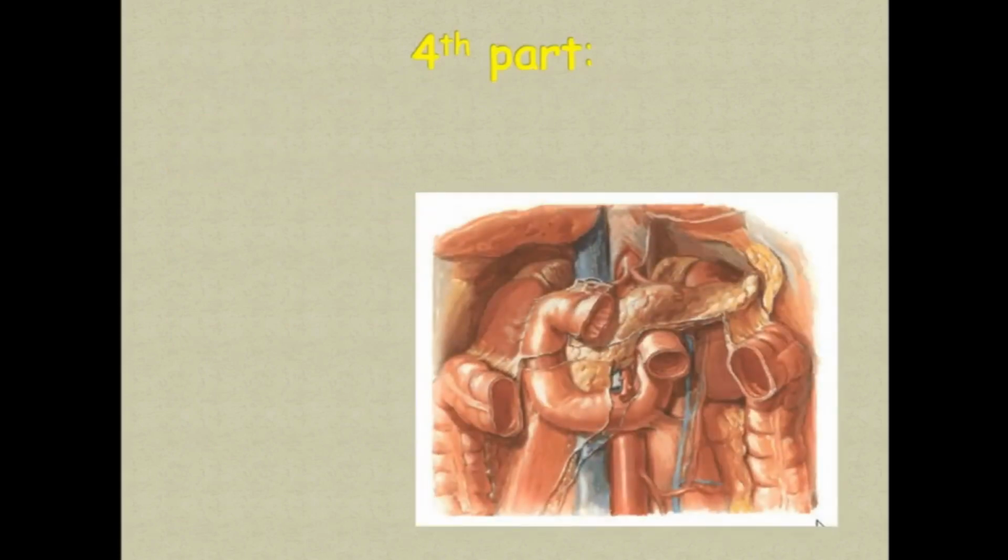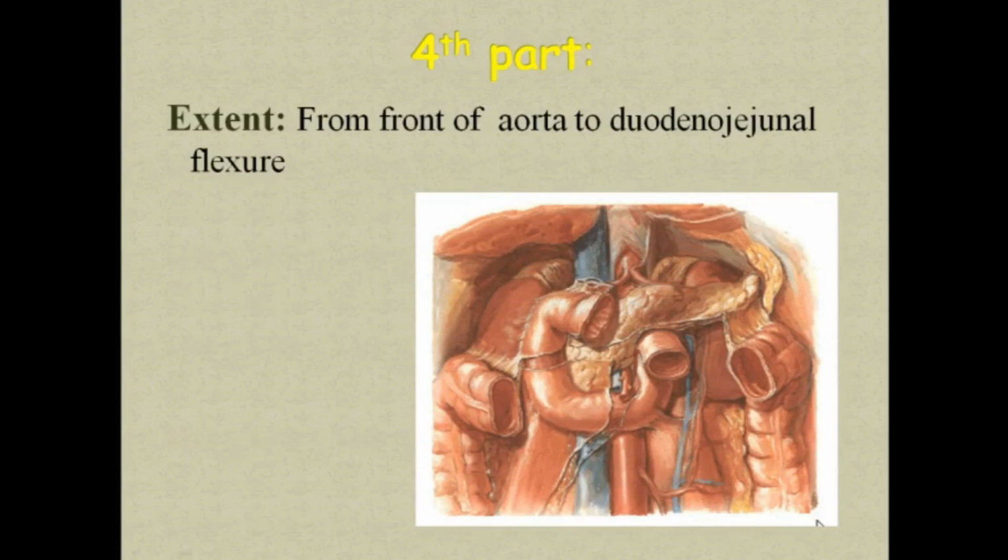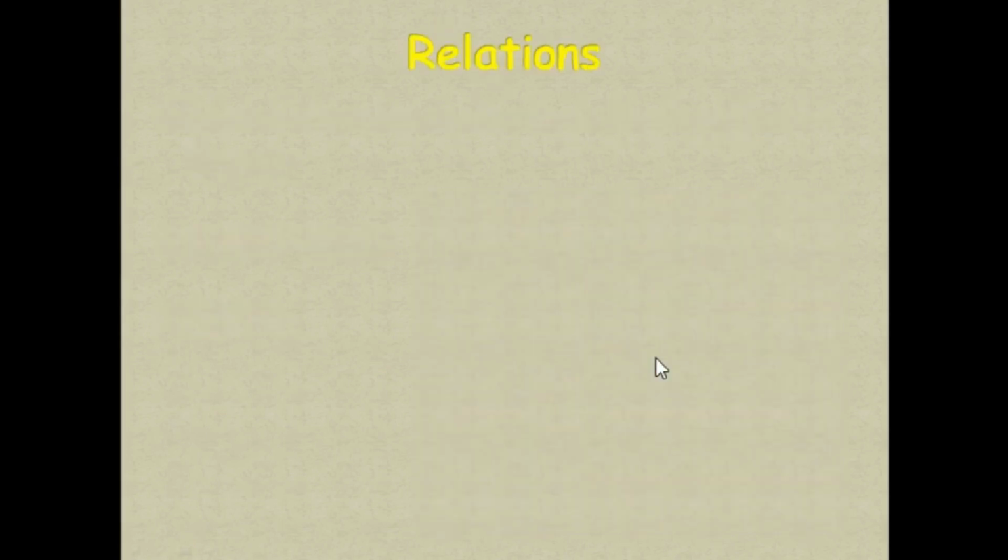Now we will move on to the fourth part, which is the smallest part of duodenum, and it extends from the aorta to the duodenojejunal flexure. This flexure, which continues as jejunum, we call the duodenojejunal flexure. Till that we have the fourth part. It is about 2.5 cm in length, and it passes obliquely upwards towards the left side.